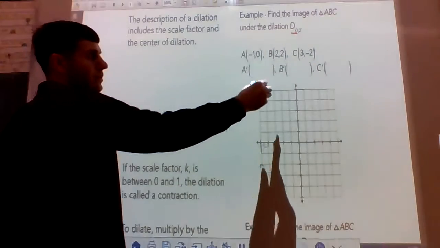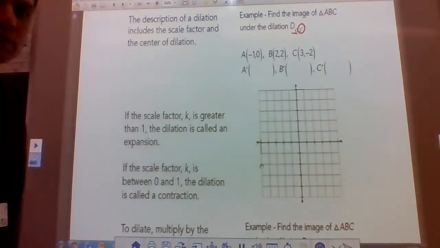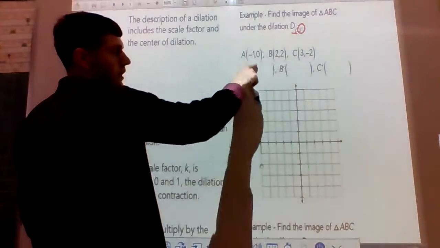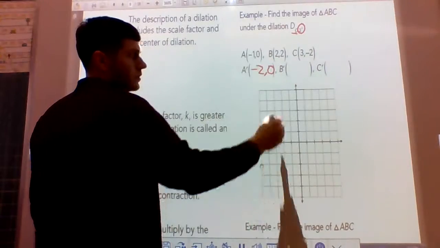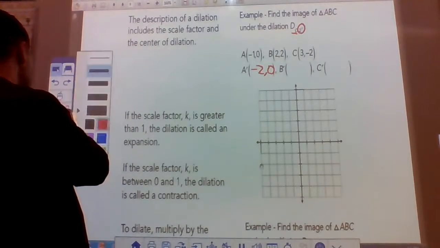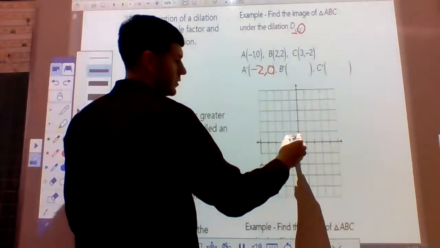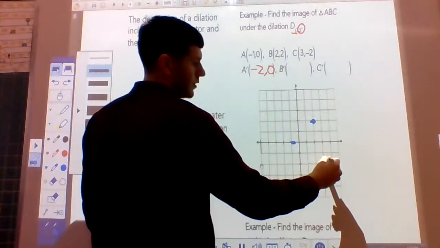All we do is take our scale factor of 2 and we multiply each of the coordinates. So negative 1 times 2 is negative 2. 2 times 0 is 0. So first let me graph the original. We had negative 1, 0. We have 2, 2. We have 3, negative 2.